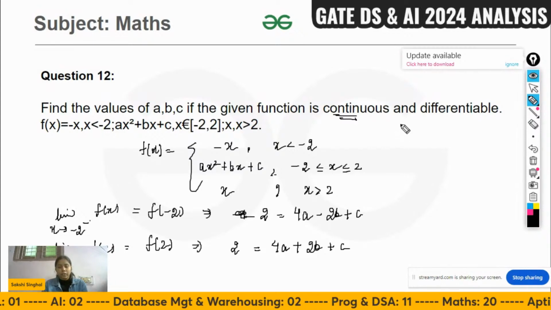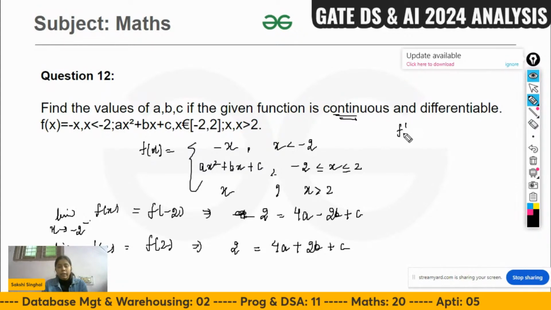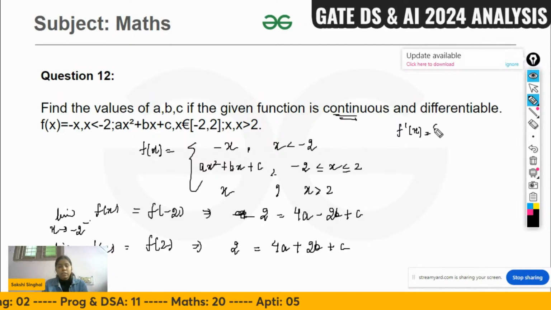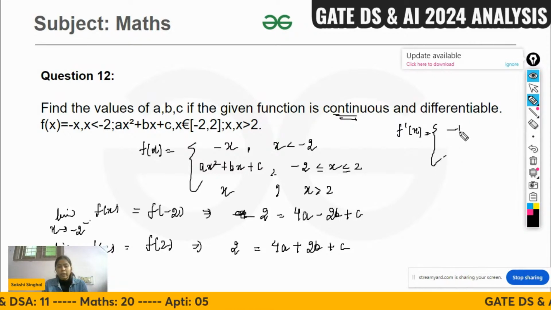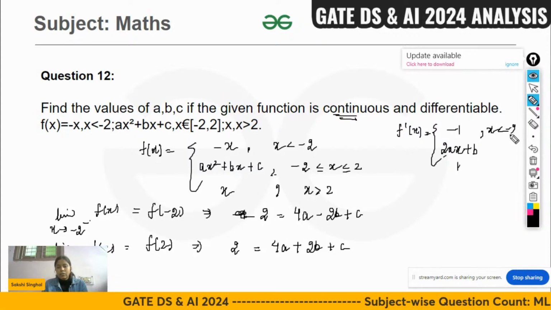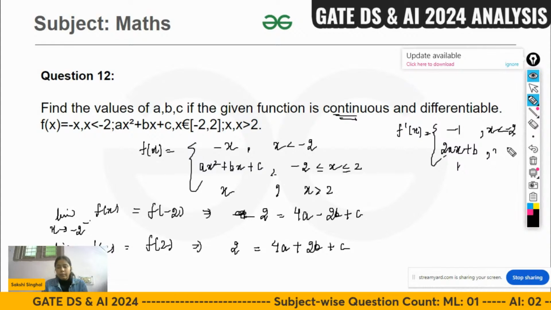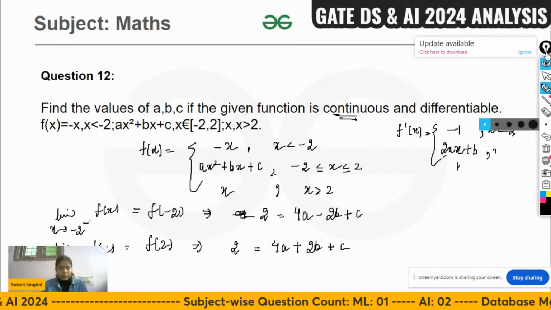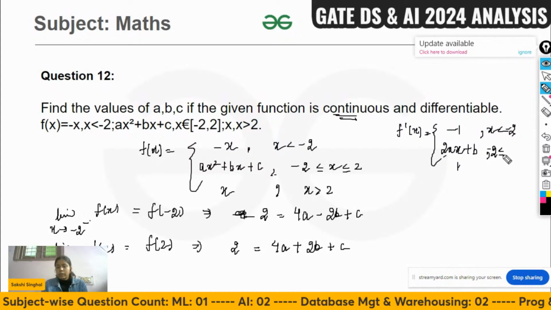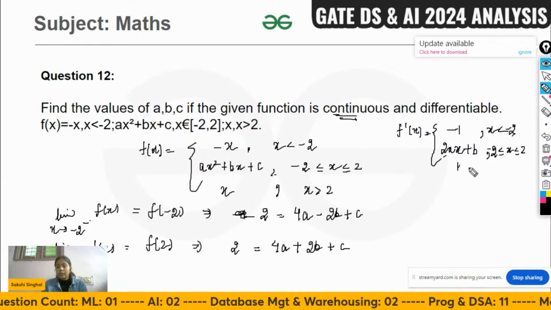I'll use differentiation. So I can write down the left hand limit for the derivative. Let's first find f dash x because it is given to me as differentiable. So I can write down here minus 1, and I can write down 2ax plus b, and I can write down here 1. So x is less than minus 2, and I can write down this as minus 2 less than or equal to x less than or equal to 2.